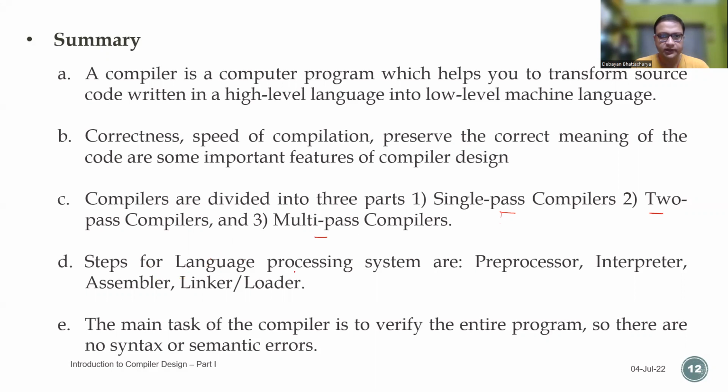Point D, the steps for the language processing system are preprocessor, interpreter, assembler, linker, and loader. So that means the compiler software alone is not able to translate from the source program to the executable machine code. It also needs help from those other software. Okay, and the last one: the main task of the compiler is to verify the entire program, so that there are no syntax or semantic errors. So this is our lecture summary for today.